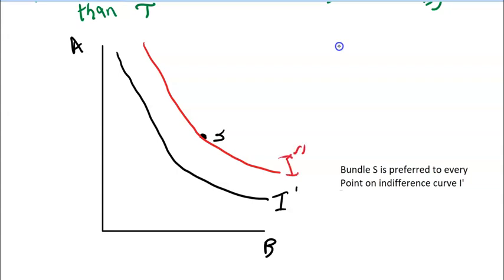So the fancy way of showing if something is preferred is a squiggly greater than sign like that. I would then say I double prime is preferred to I prime. So then on this indifference curve, every point on I double prime, the red line, is preferred to every point on I prime. So thus, if I move outwards, I can see that I double prime is more preferred than I prime.